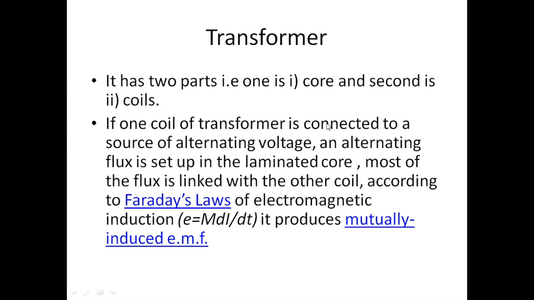So it has two parts. One is the core and the second one is the coil, right? One coil is connected to the source, meaning the input. Since there is an input to a coil, like a solenoid, when I give a supply, current flows in it, right? So an alternating flux is set up in the laminated core.